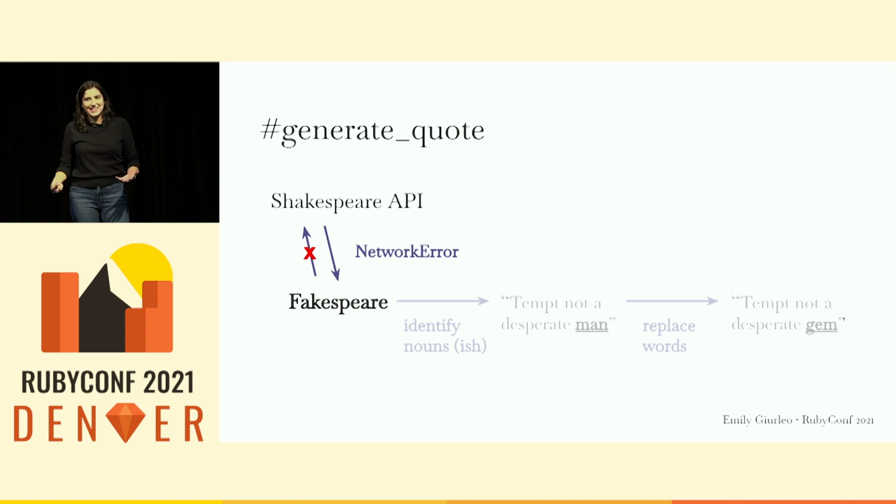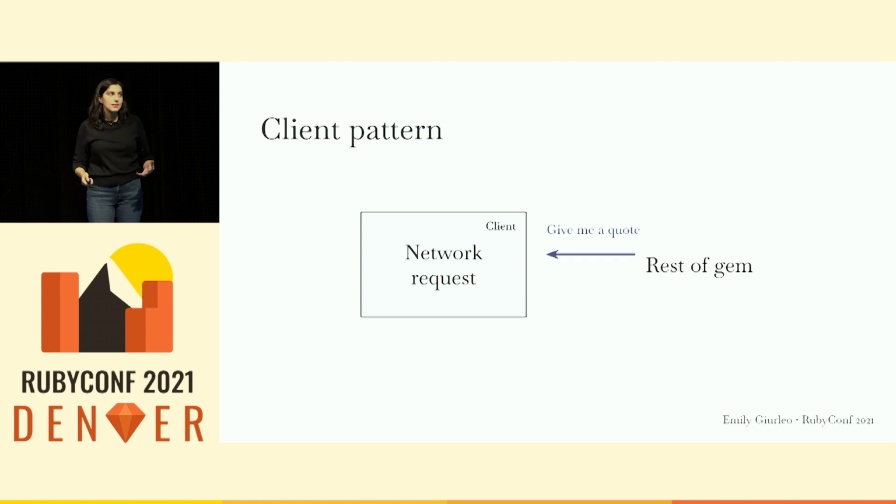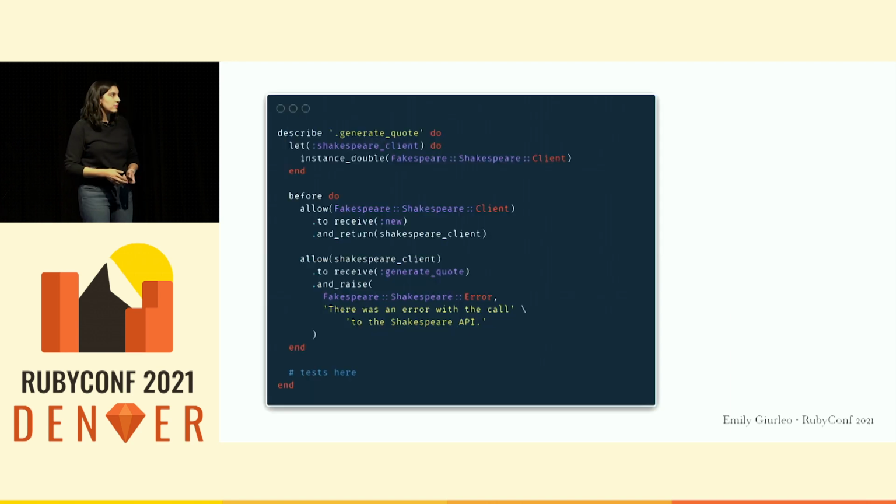The other interesting thing is that this case becomes hard to test because we can't just tell our test, hey, shut off the internet for a second. That's pretty hard to do. So we can lean again on our client pattern. In this case, whenever there is a problem performing the network request, the client raises an exception, a custom exception class that I wrote called Shakespeare error. That way, the rest of the gem can rescue that error and perform some exception handling whenever there is an issue with the API request.